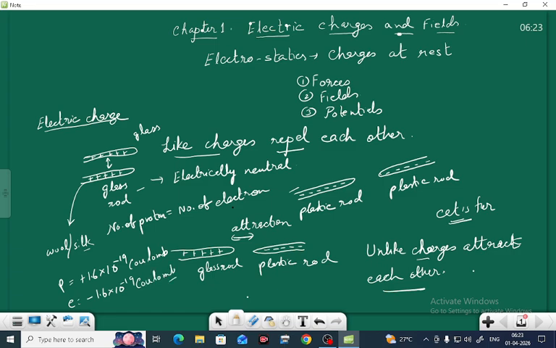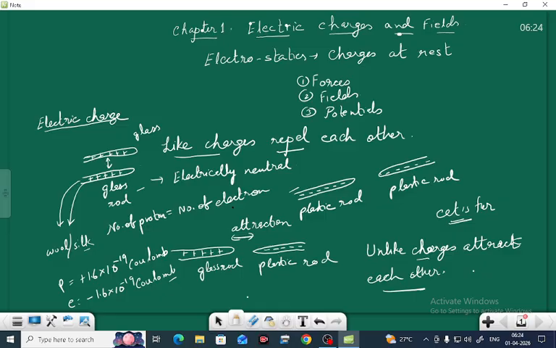So the total charge in the glass rod is 0. But when you rub it with wood or silk, some electrons from the glass rod go to the wood. So here the number of protons is greater. Since the number of protons is greater, you see there is a positive charge.